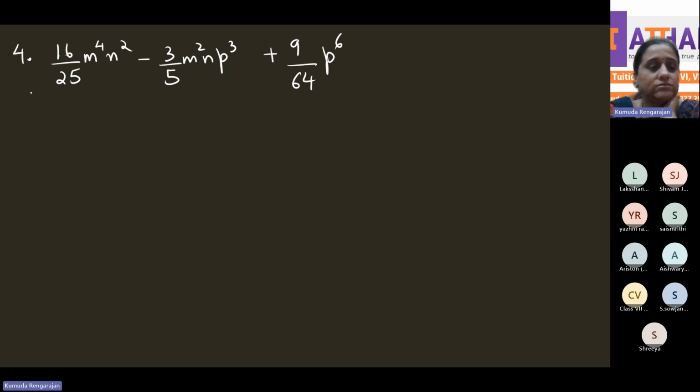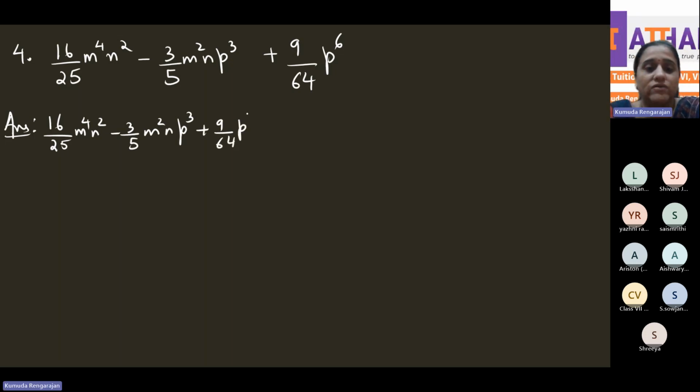Ready, children? So we are given 16 by 25 m to the power 4 n square minus 3 by 5 m square n p cubed plus 9 by 64 p to the power 6. First, again, three terms. Two of them are perfect squares. The middle term is negative. So we'll see if it goes with a square minus 2ab plus b square. Empty brackets, a square minus 2 into a into b plus b square.